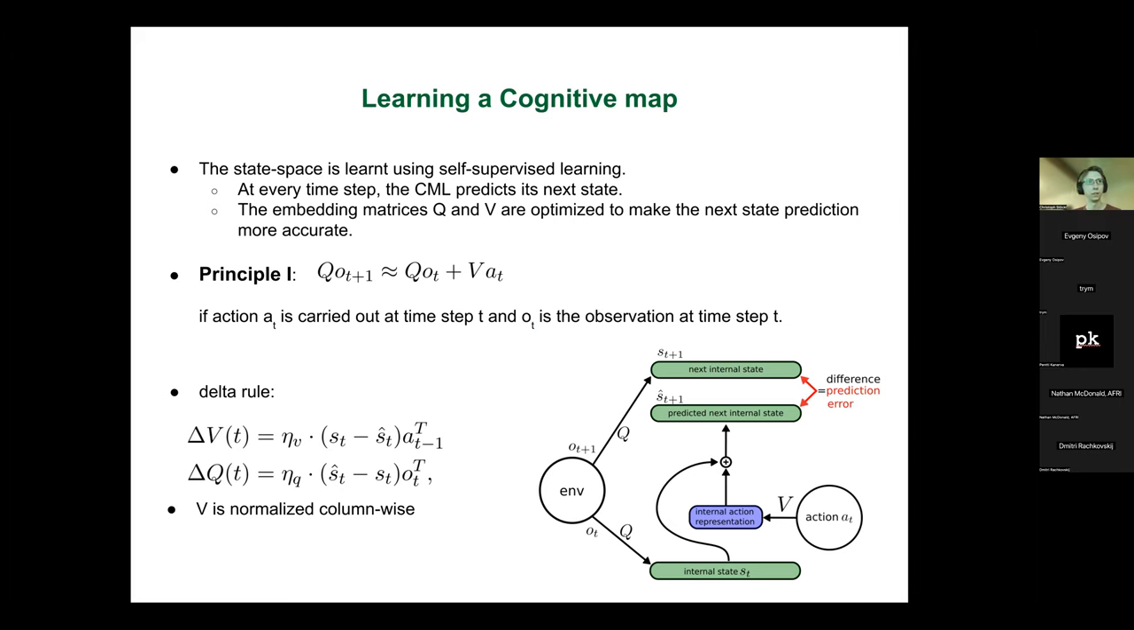Also, matrix V is usually normalized column-wise, and this has the effect that every action moves the CML in state space by the same amount, although we are still figuring out to what extent this is required or can be relaxed sometimes. OFT and AFT in this model are usually one-hot encoded, although this is also not always true, so I'll show an example where OFT is not one-hot encoded as well.